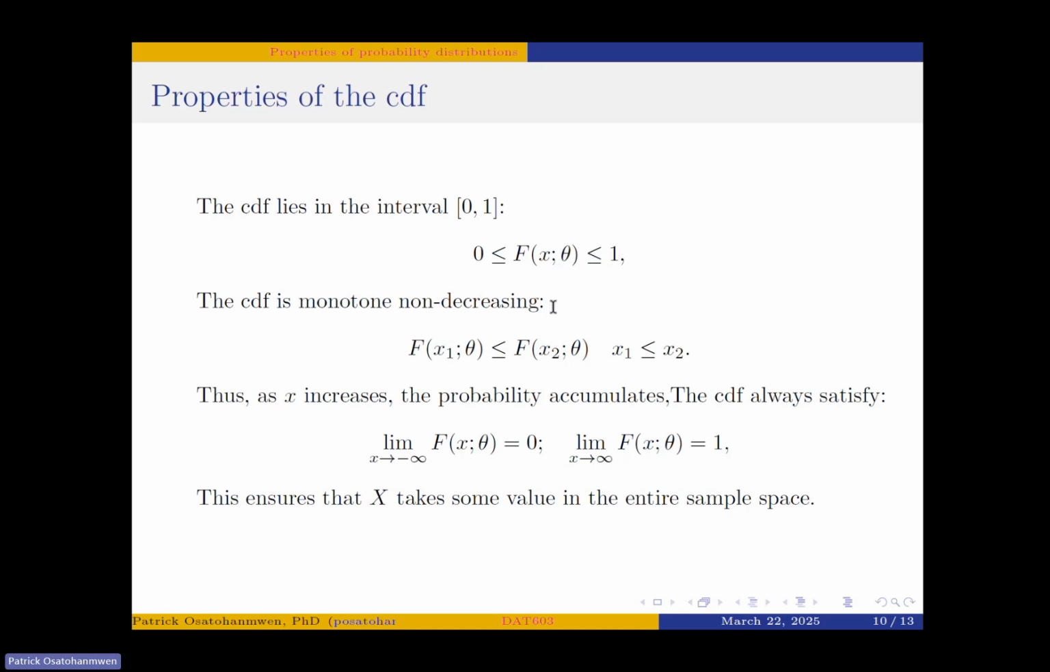Now, we have to be very careful. This holds when the lower point of the support is negative infinity. For example, in the case of a Poisson distribution, you know the lowest number is 0. So the cumulative distribution function of 0 will be 0 because the lowest number is 0. Then the highest number is infinity. So the cumulative distribution function of infinity will give us what? 1. So this ensures that x takes value in the entire sample space.